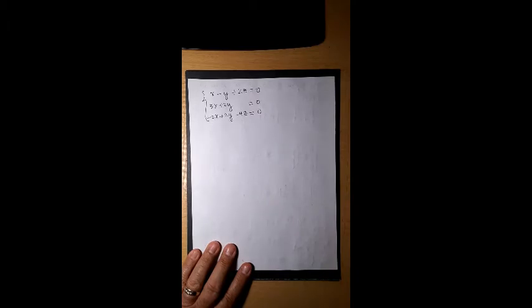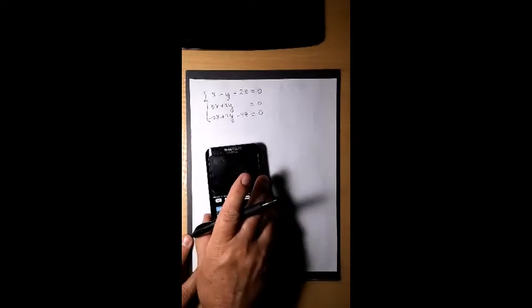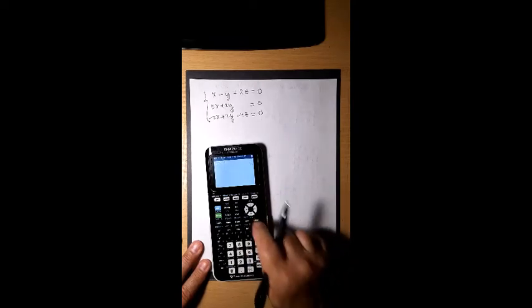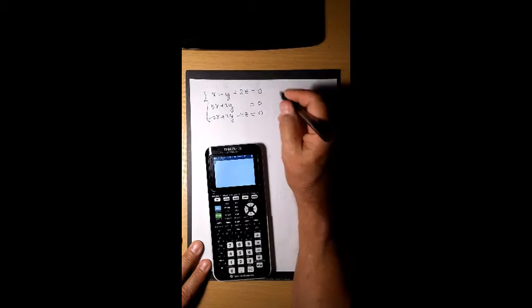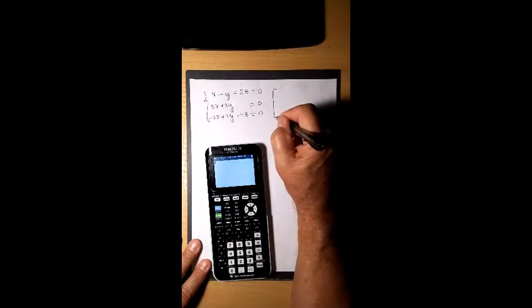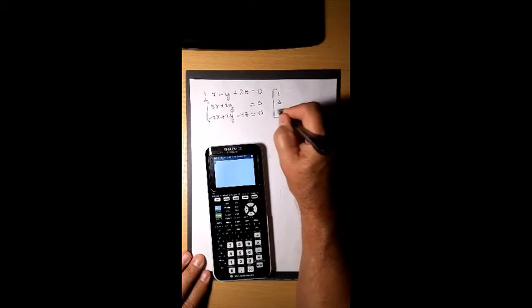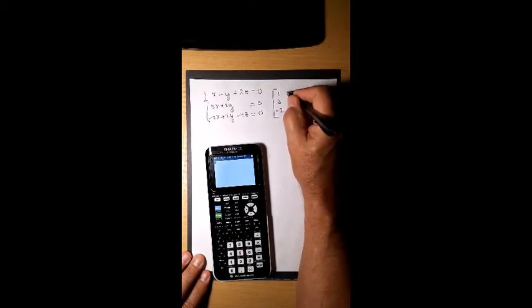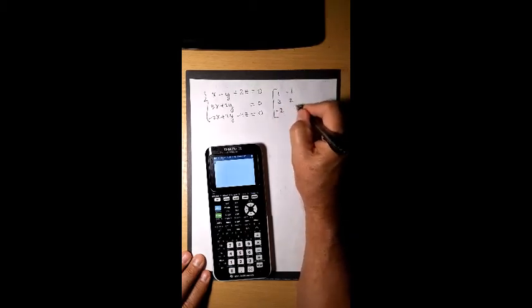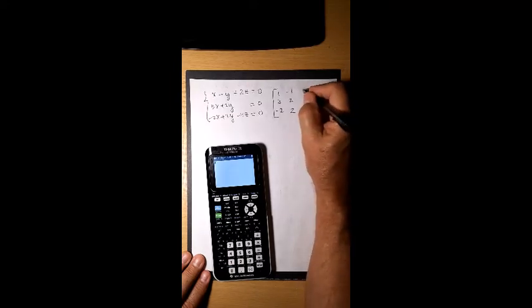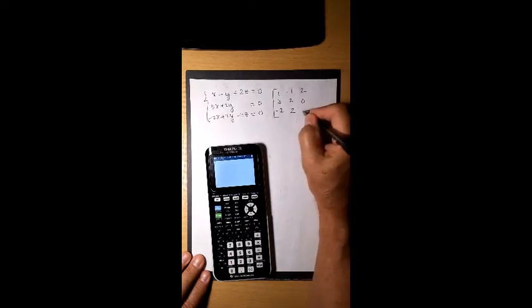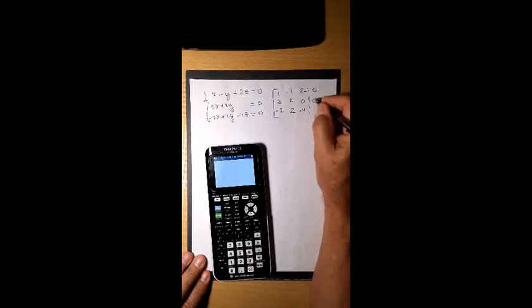Now you can go through the long way, or of course, if you are allowed to, you can use your calculator. So this is really, if you do the augmented matrix, a 1, a 3, and a negative 2, a negative 1, a 2, and a 2, a 2, a 0, negative 4, and the equals is 0, 0, and 0.